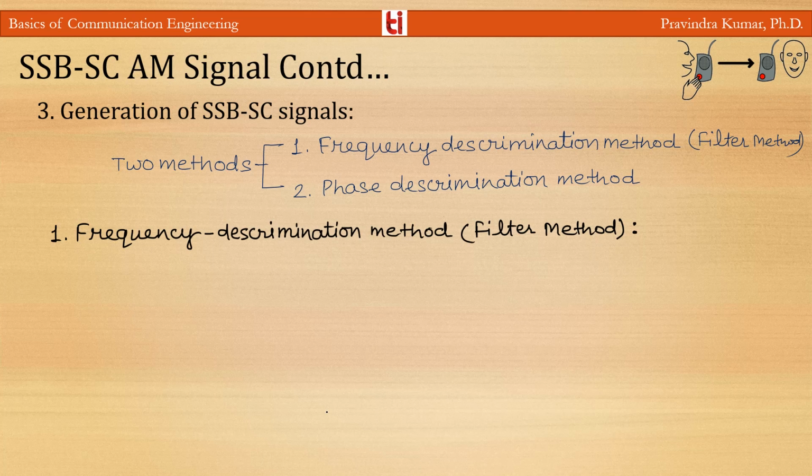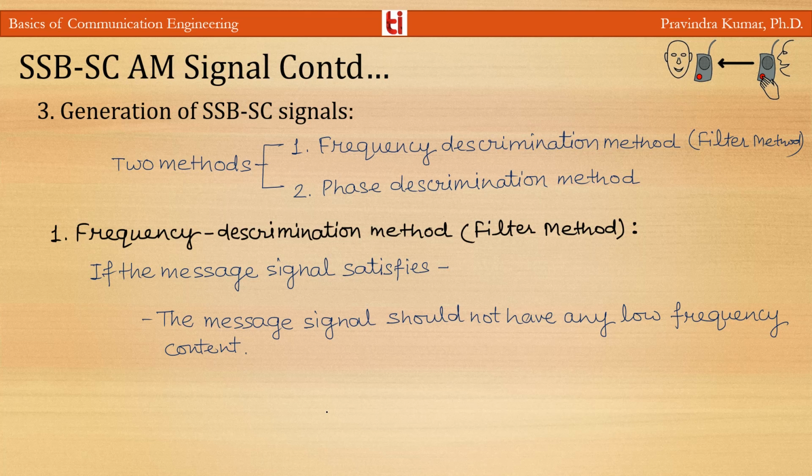This method can be used for generating the SSB-SC modulated signal if the message signal satisfies the following: the message signal should not have any lower frequency content. The audio signal has this property, that is, the telephone signal has a frequency range extending from 300 hertz to around 3.4 kilohertz, and the frequencies in the range 0 to 300 hertz are absent.